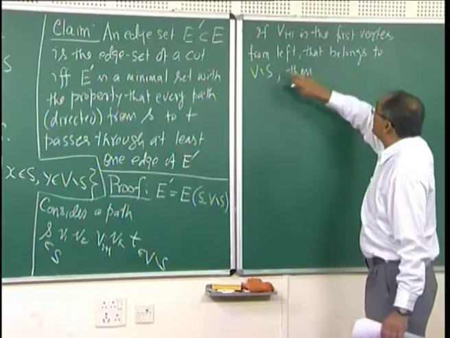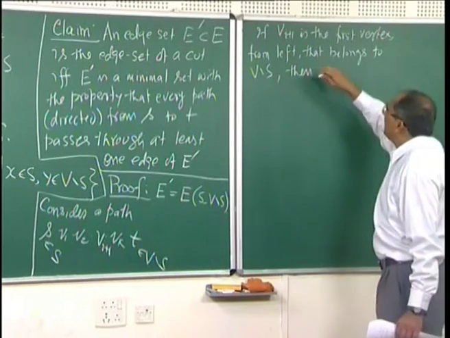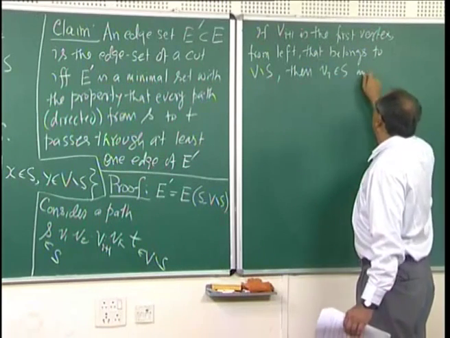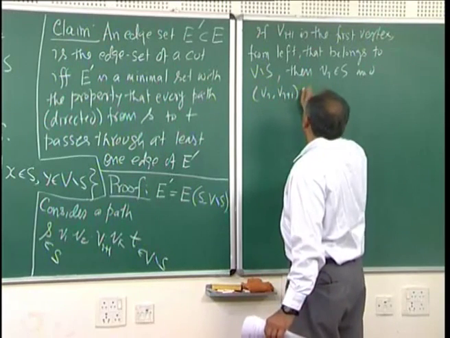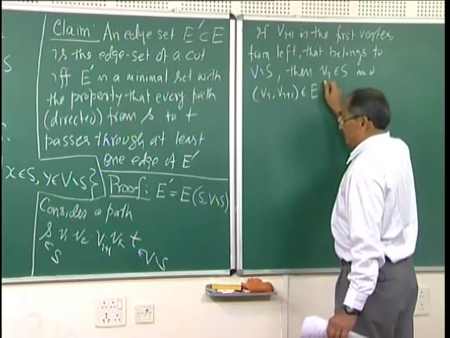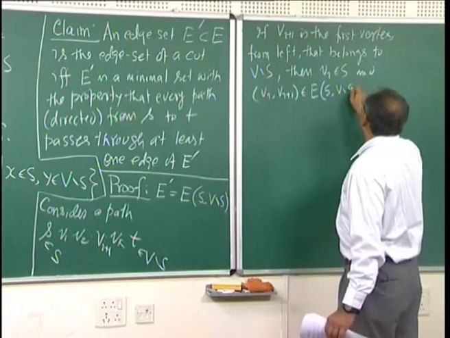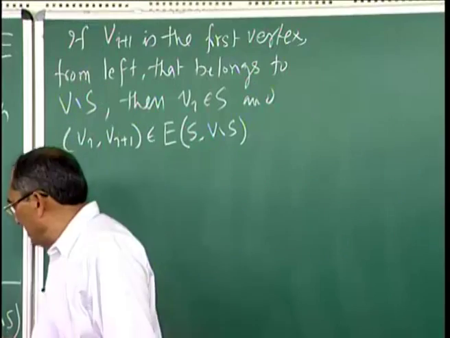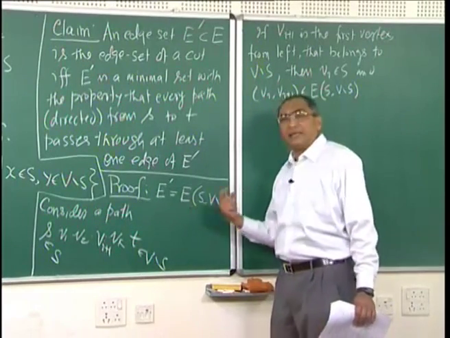So that is why I am just writing this as Vi plus 1. Well, in that case Vi belongs to S and edge Vi plus 1 belongs to the edge set of S comma V minus S. So we have established that no matter what path you give me, there is always at least one edge in the path belonging to this set.